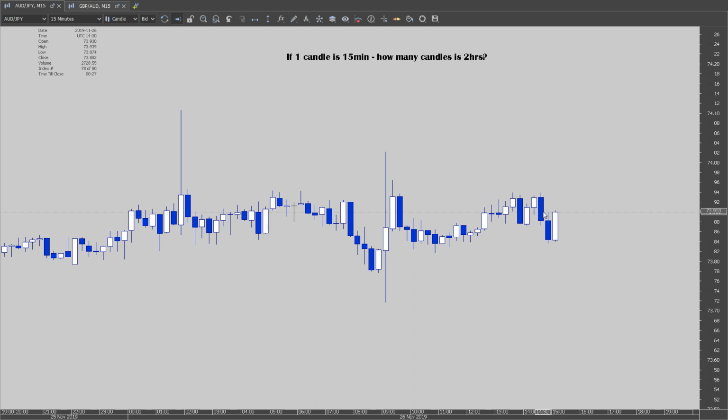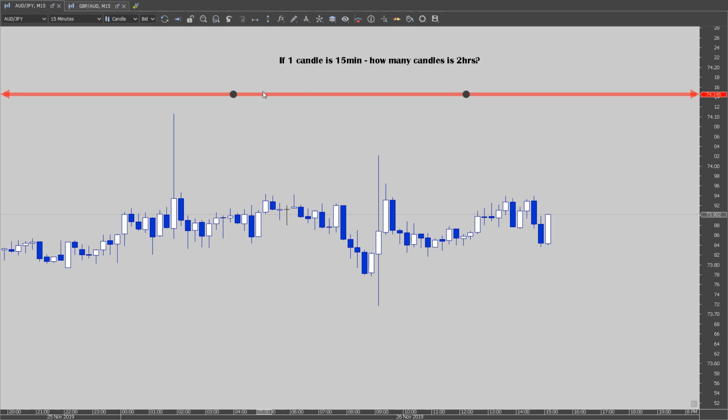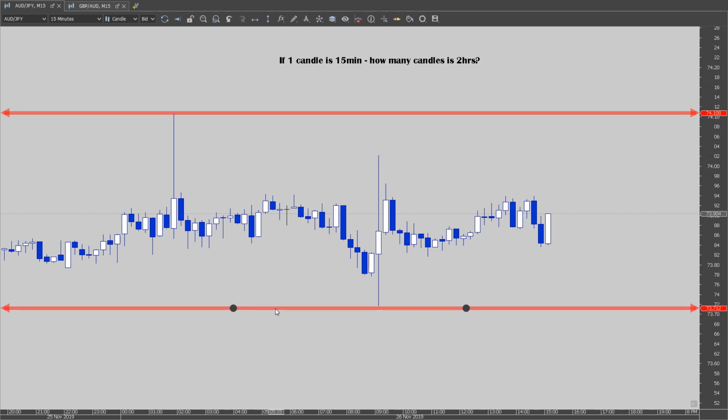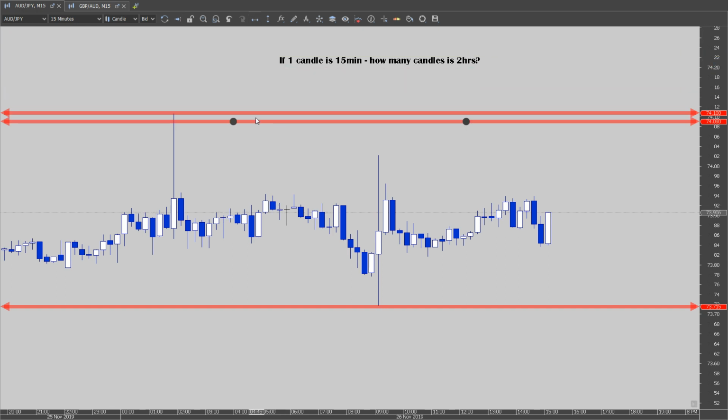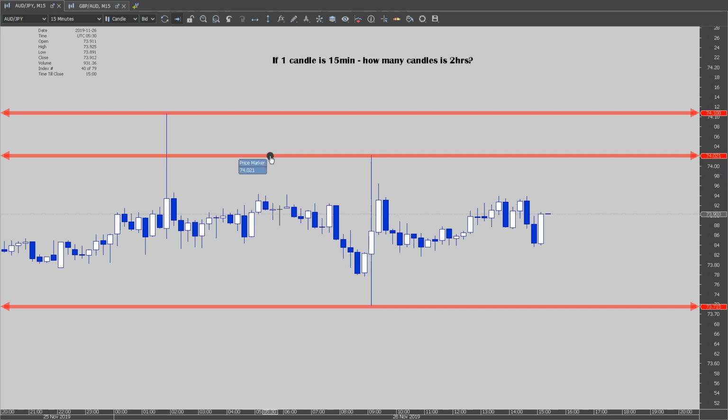Now 1, 2, 3, 4, 5, 6, 7, 8. So I can see that AUD JPY is moving sideways. So I'm going to put a horizontal line on this high, and a horizontal line on this low. And there is no right or wrong, everybody. You can also put a horizontal line on this high up in here. It's up to you. Okay. No, 9 it's not, okay. It's 8.